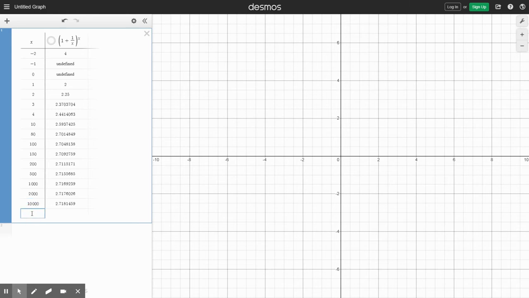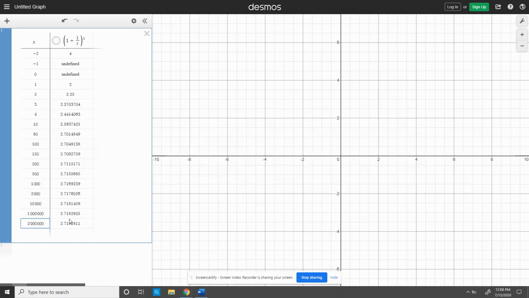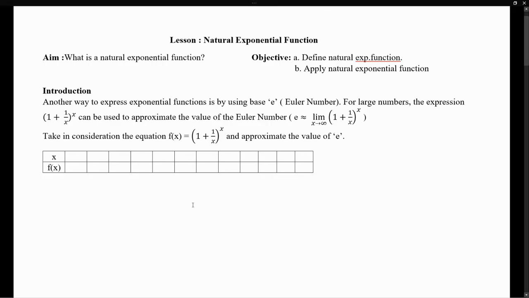Notice that as we are increasing in value, the function itself seems to be getting closer and closer to the value of 2.71. Even if there's a huge difference between these values of x, that difference doesn't make much of a difference on the outcome. So as x gets larger, or as x goes towards infinity, the expression gets closer and closer to the value of 2.71. And that's the value that we're going to use to properly estimate the Euler number.